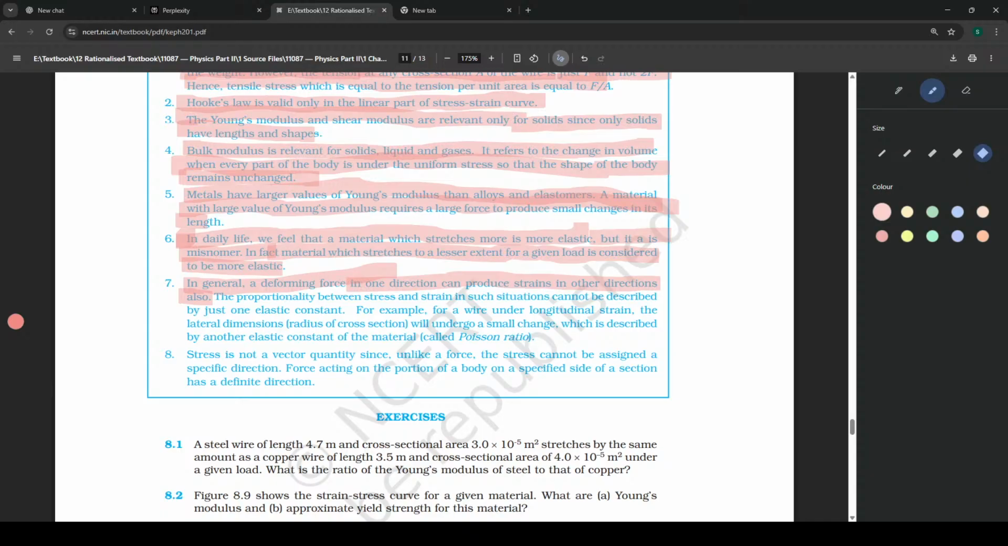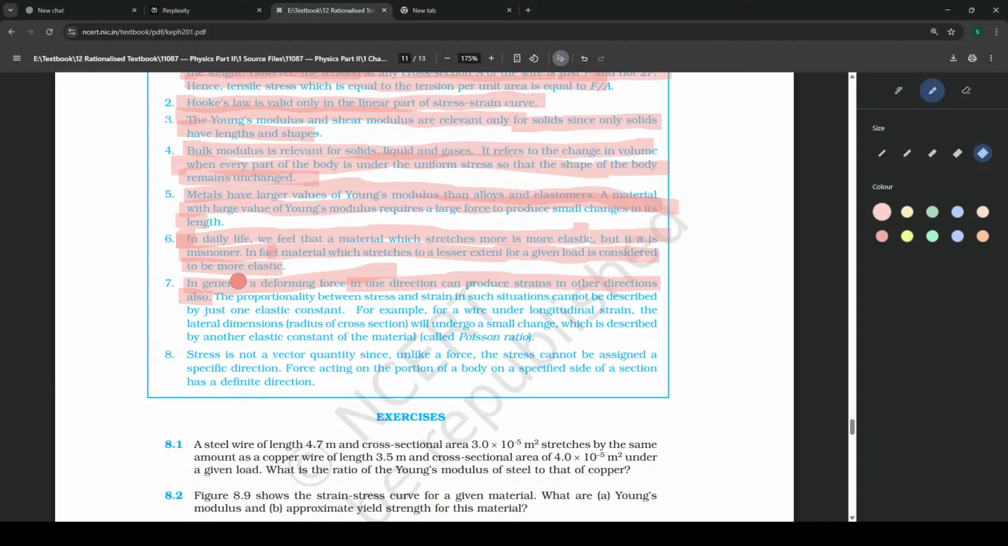Normally there is no work done in that direction. Work done equals F d cos theta, cos 90 is 0, so work done should be 0. But even though the work done is 0, there is still a strain produced there. That is the Poisson's ratio. Poisson was the first to observe it or to point it out. So that is the case.